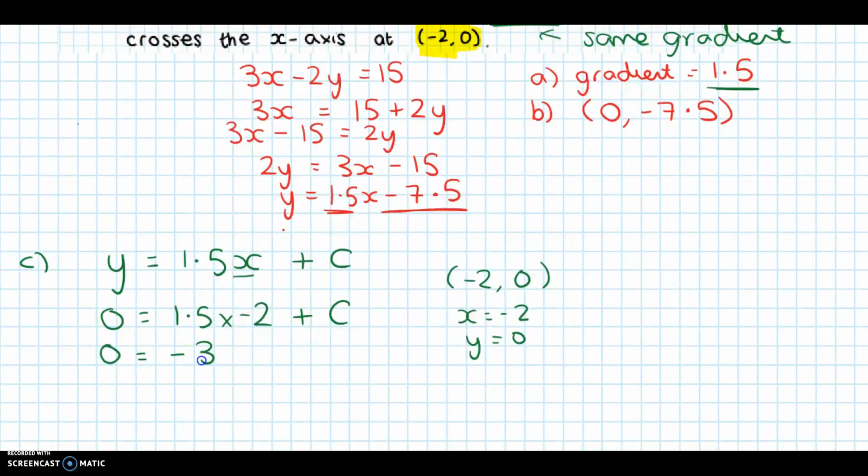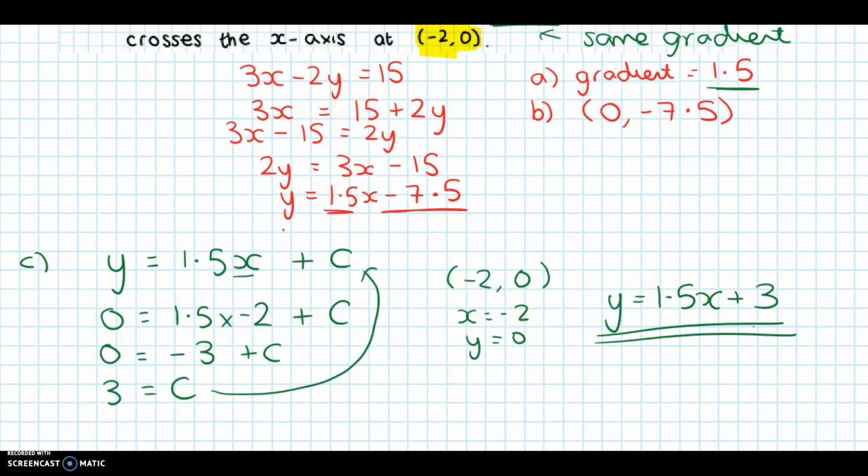1.5 times minus 2 is minus 3. Add 3 to both sides. c is 3. If I just put that back into this equation up here, I'm going to get y equals 1.5x plus 3 is the equation of your line.